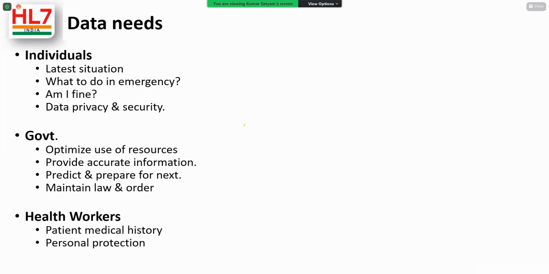So where I was: the data is actually needed by different individuals, and a different set of data is required. All this data is actually present somewhere in some shape and form. The only thing is, it's not available in the shape and status that you need. That's what the data needs and data status is.